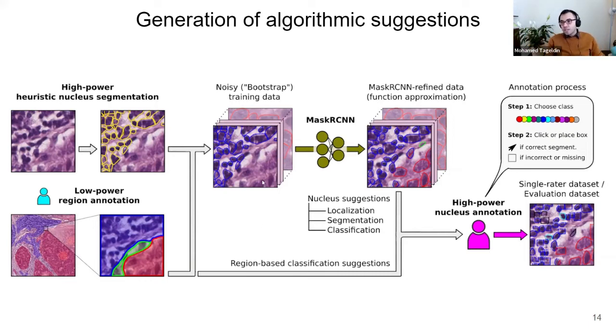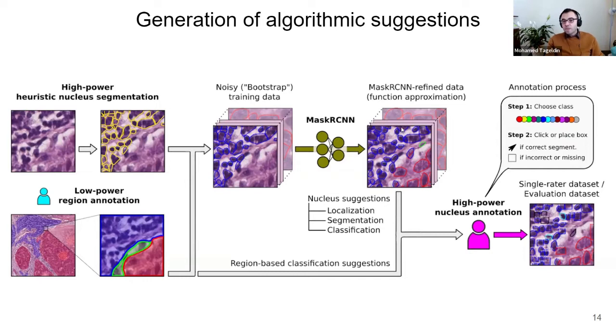So we used Mask R-CNN, which is a nucleus segmentation and classification algorithm that was state of the art, to essentially find something that fits the training data. And what we end up with is something that is better than the input, in the sense that if there's something missing, it would be filled in, because you train on this and then you apply it to the same data it was trained on. It smooths out the noise.